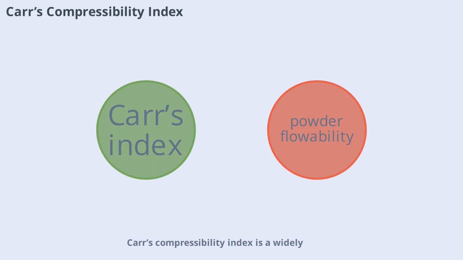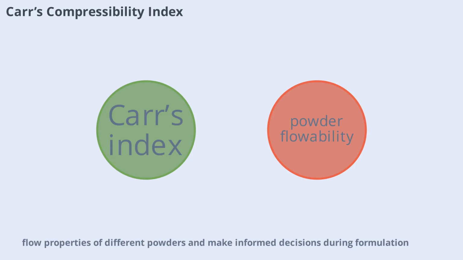Carr's compressibility index is a widely used parameter for assessing powder flowability. It's calculated from the difference between tapped and bulk densities. Lower values indicate better flow, while higher values suggest poor flow. This index is a quick and reliable way to compare the flow properties of different powders and make informed decisions during formulation.